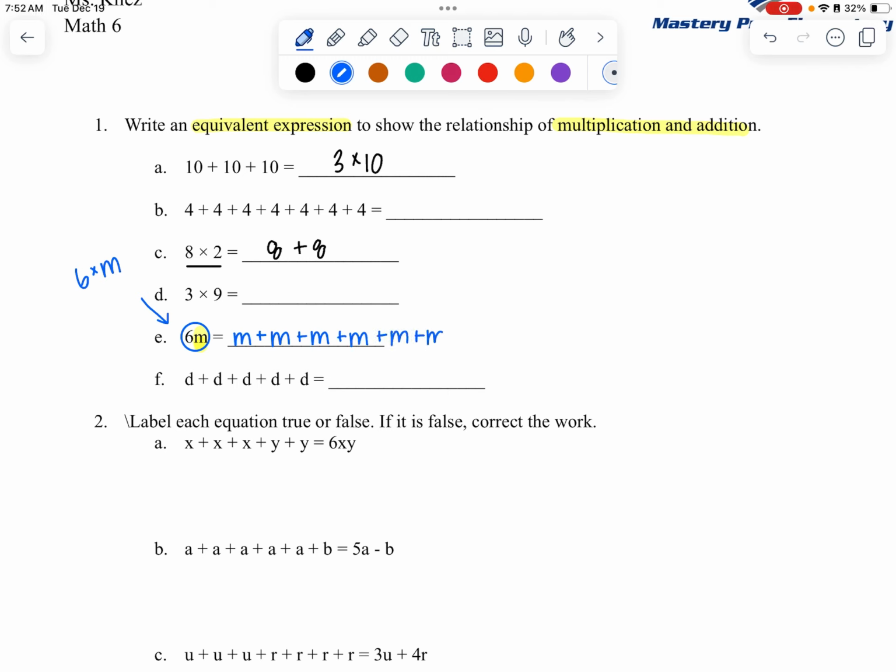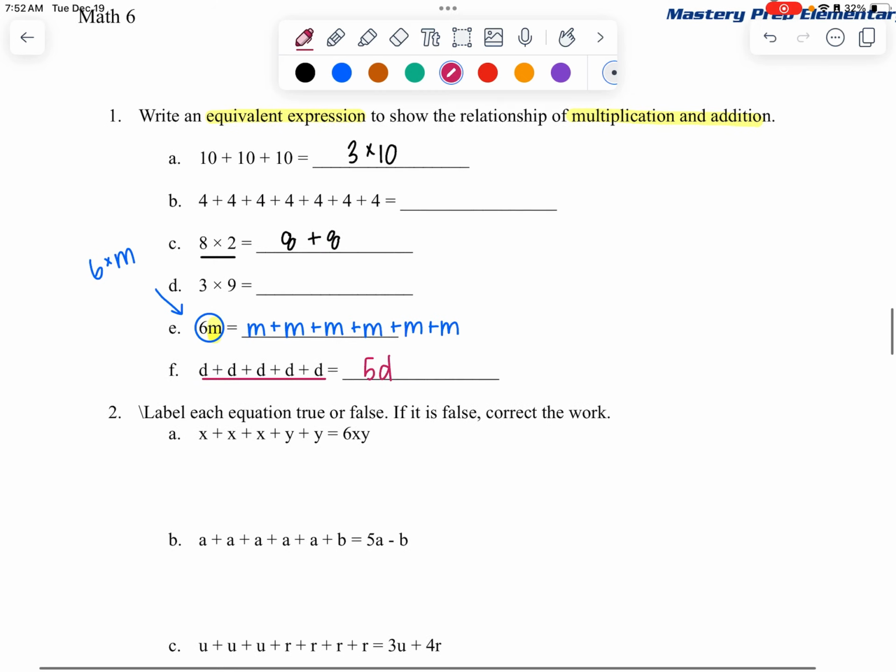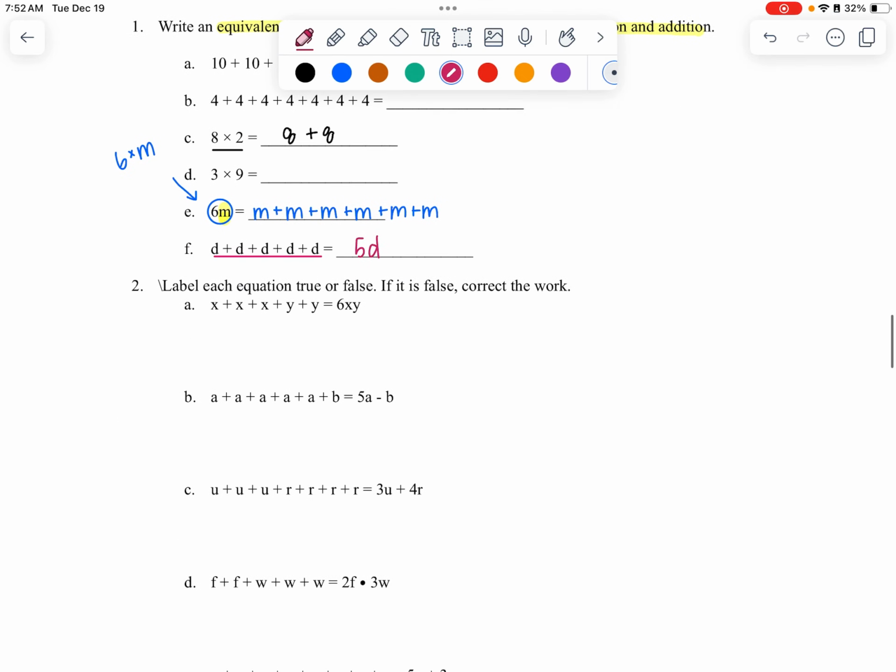In reverse, like question F, where I have 5 d's, I don't know what d is yet. It's a mystery number, but I know that I'm multiplying 5 times d because I have d 5 times. In question 2, you're considering whether each equation is true or false. If it is false, correct the work.